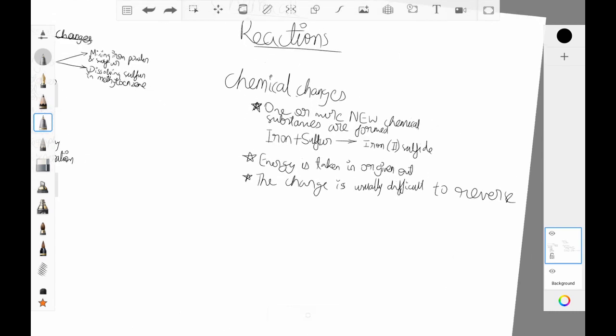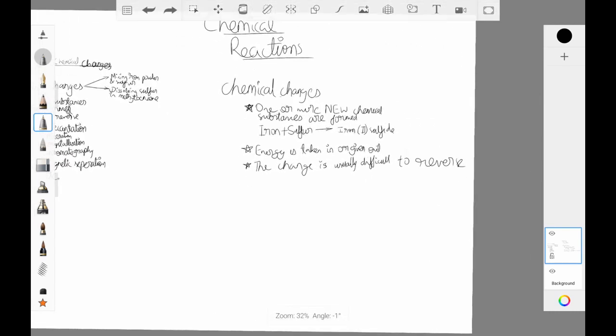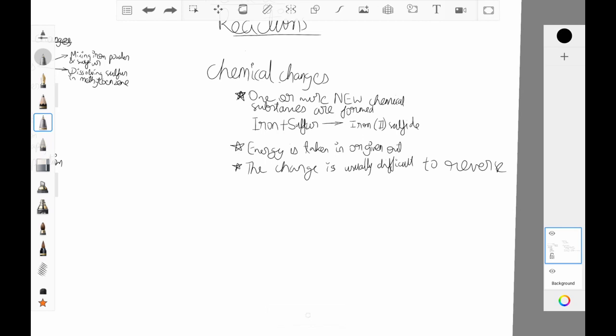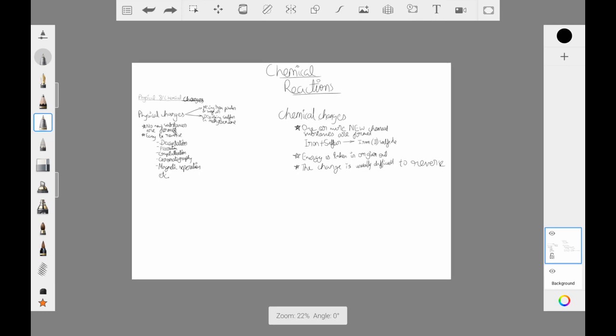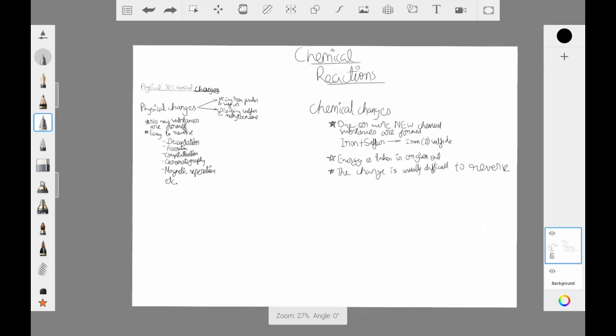It is possible to reverse the reaction. It's just more complicated, and you can't really use physical means. And yeah, that's done. Well, we are done with the physical and chemical aspect. Now we can start with rates of reaction.